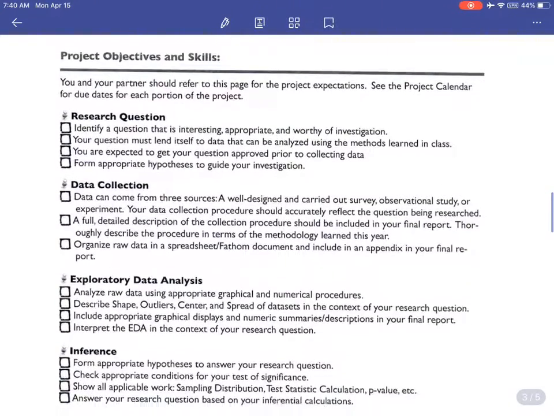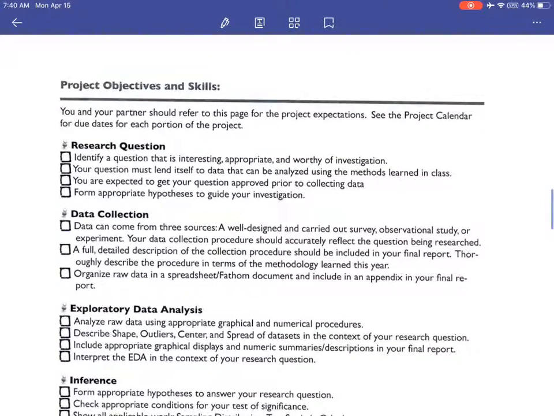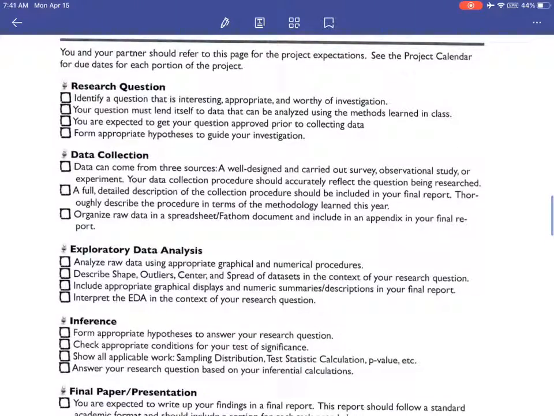Now, this next part is kind of like a checklist of everything you need to include. So as you're going through your project, I would just make sure you have all these components so you're not missing anything. I'm not going to read through them all because you should have already read through it. But again, the main components, you have your research question, then you collect your data.